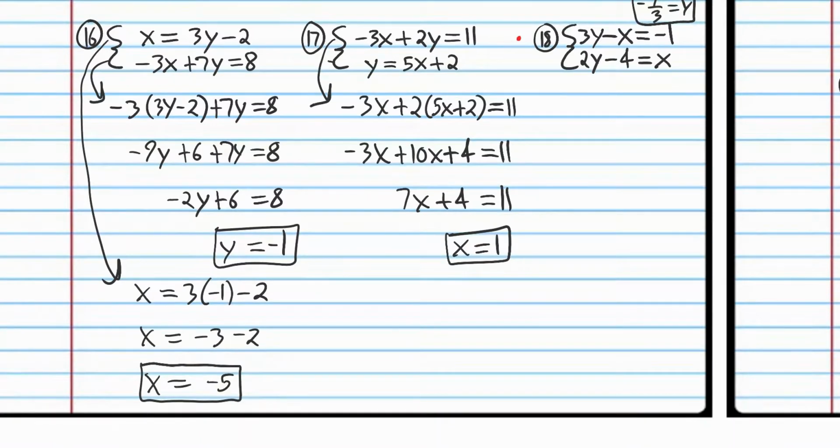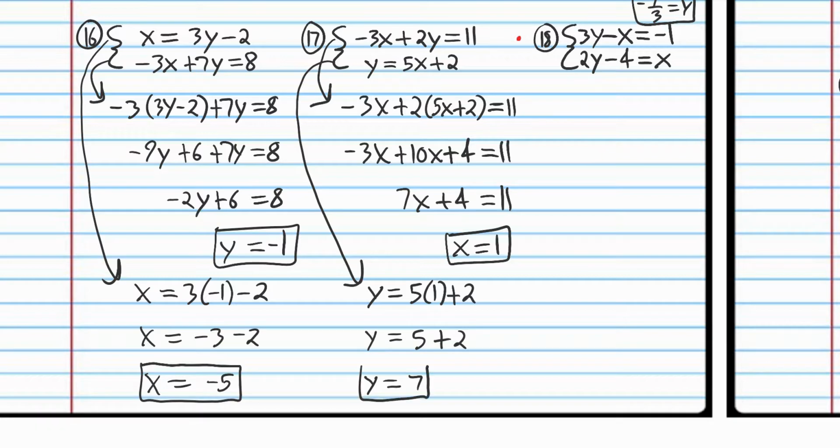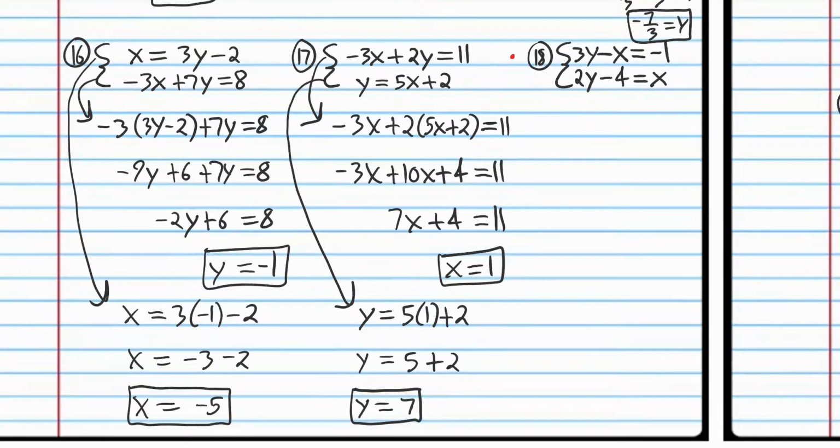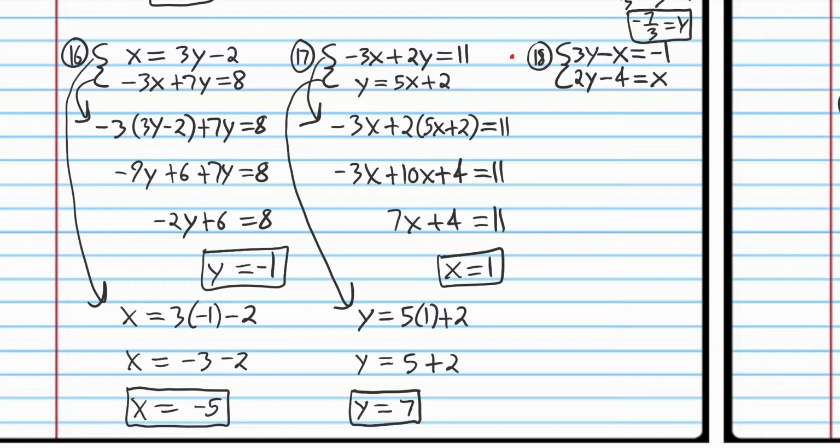Now we're going to use the other equation to find y. Y is equal to 5 times x, but x is 1. And we're just using order of operations, and we get y is equal to 7. Now again, if you want to check your answer, you just plug in 1 here. Negative 3 times 1 is negative 3. And plug in 7 here. So 7 times 2 is 14. So we got negative 3 here when we multiplied. We got 14 here. Negative 3 plus 14 is 11.